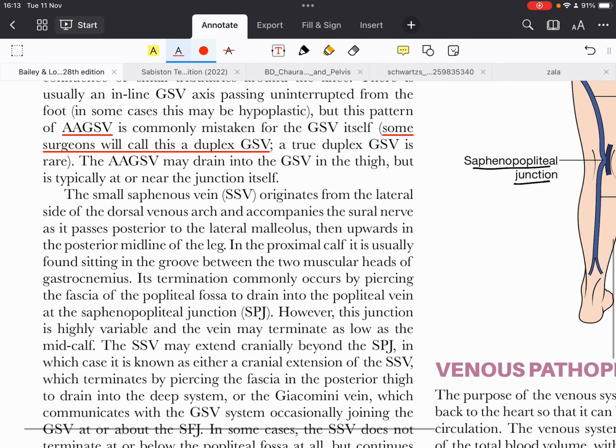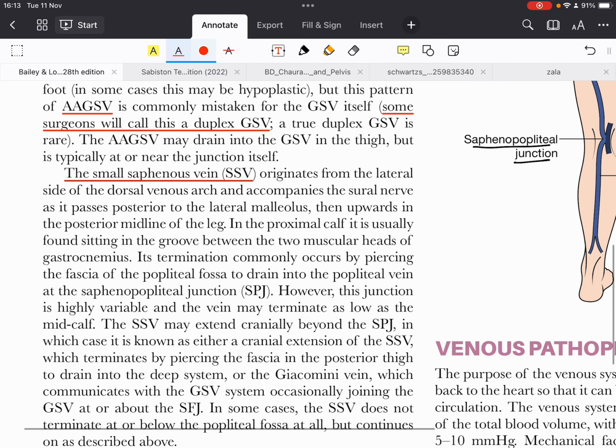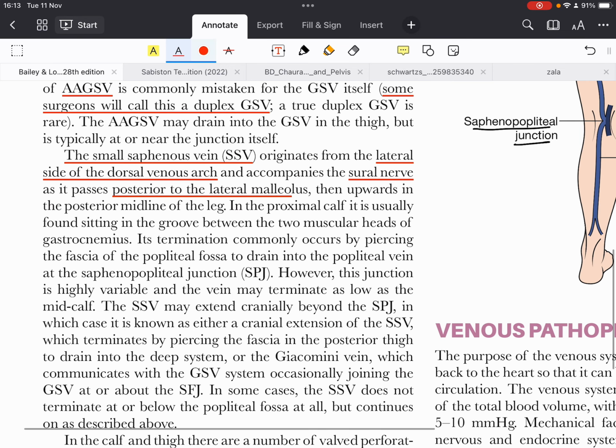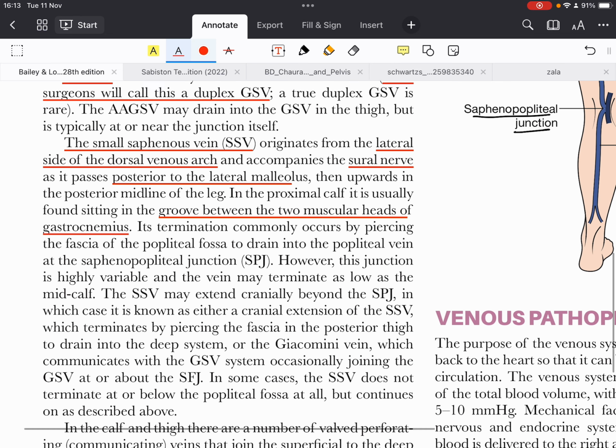The small saphenous vein originates from the lateral side of the dorsal venous arch and accompanies the sural nerve. It passes posterior to the lateral malleolus, then upward in the posterior midline of the leg. In the proximal calf, it is usually found sitting in the groove between the two muscular heads of gastrocnemius.